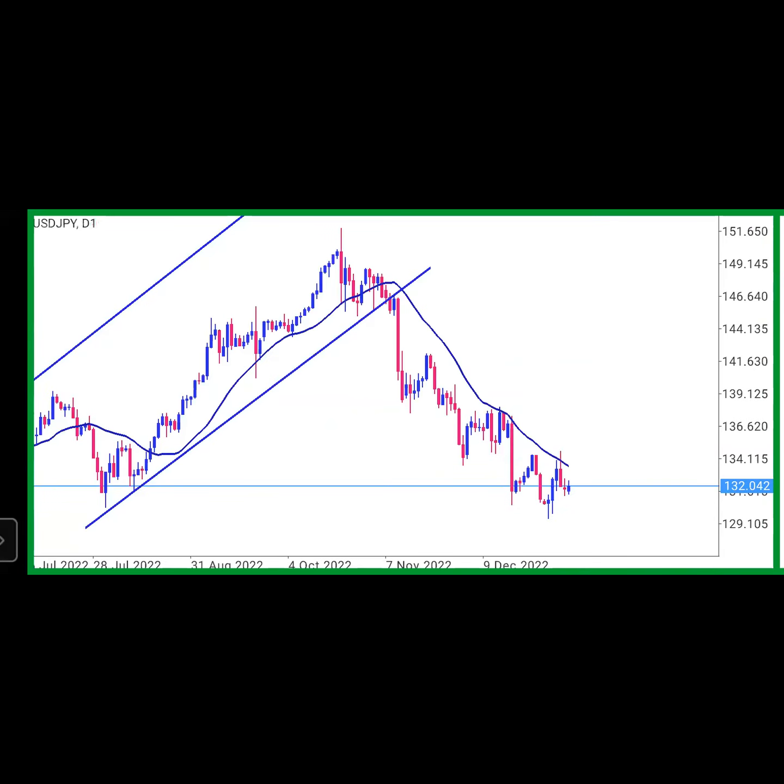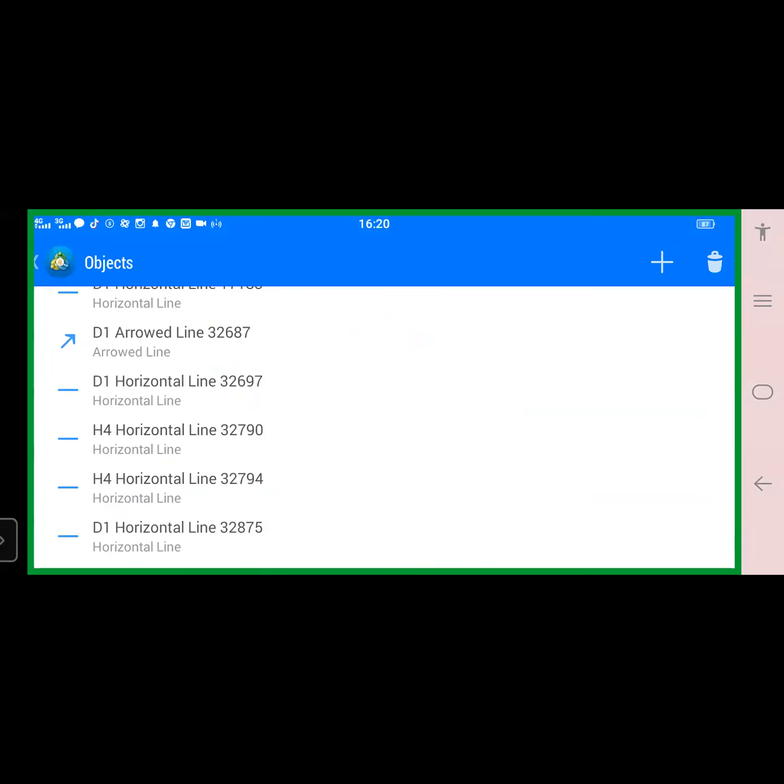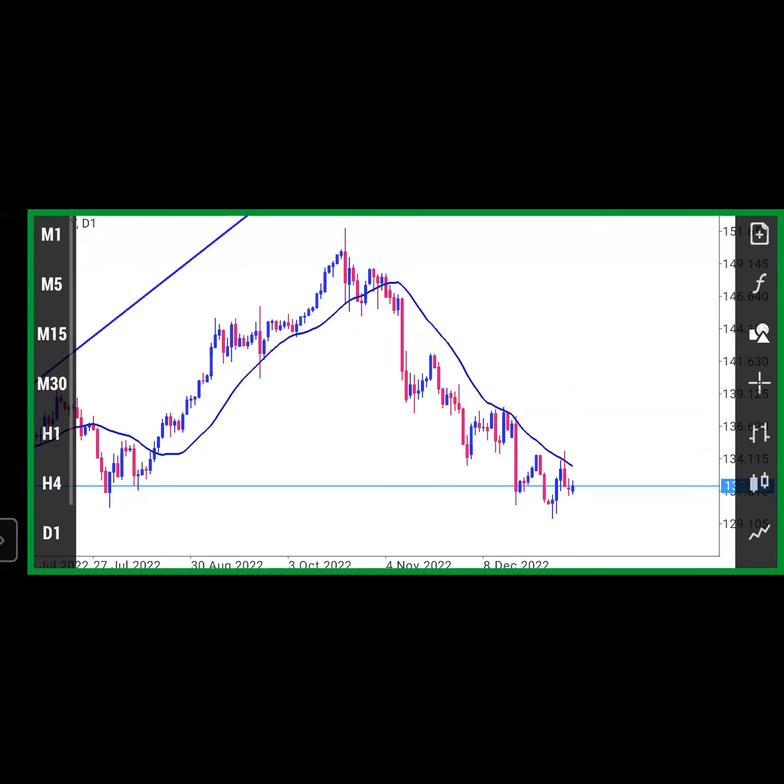Since I check on daily, what I want to do first of all is to draw the zones broken in the past. What I would do is to look for the last resistance.